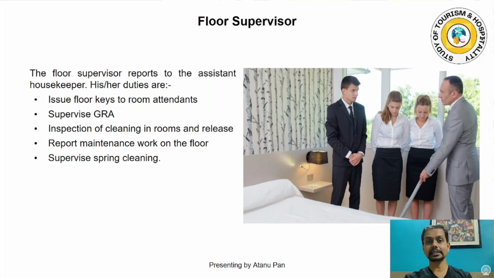Supervise spring cleaning. Spring cleaning means the periodic cleaning. Okay, the cleaning which is done once a year. All right, those types of cleaning, especially cleaning of the chandeliers. Okay, then cleaning of the walls, washing of the walls.